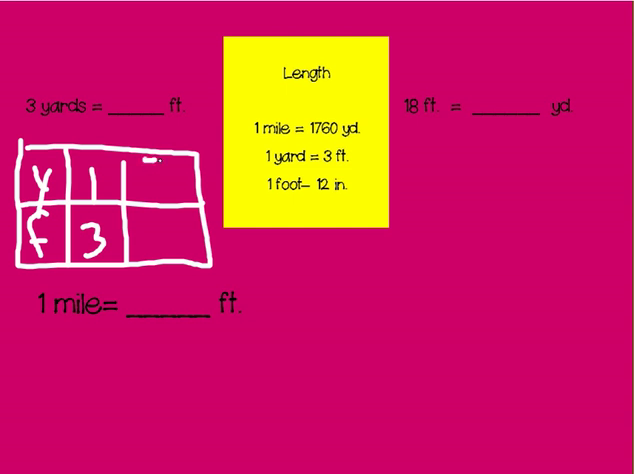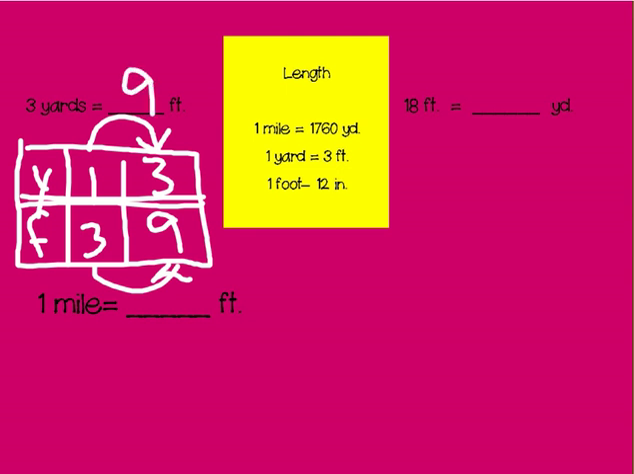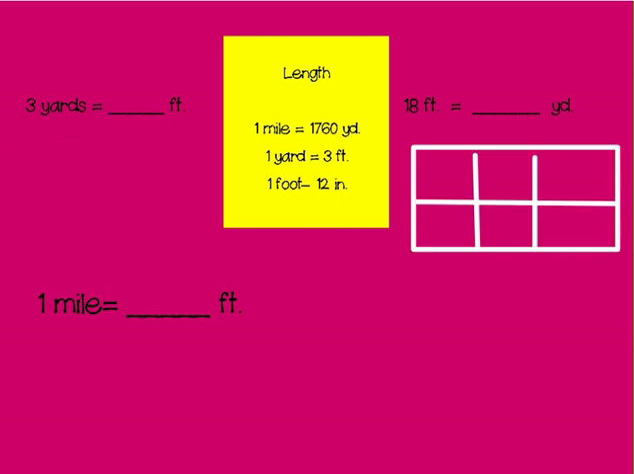So I'm going to put a 3 right here because it matches the yards. I can see that there is a scale factor times 3. 3 yards is equal to 9 feet. If you did not see that, you can always multiply the two numbers that are diagonal, divide by the number that's left over. 3 times 3 is 9, divided by 1 is 9.